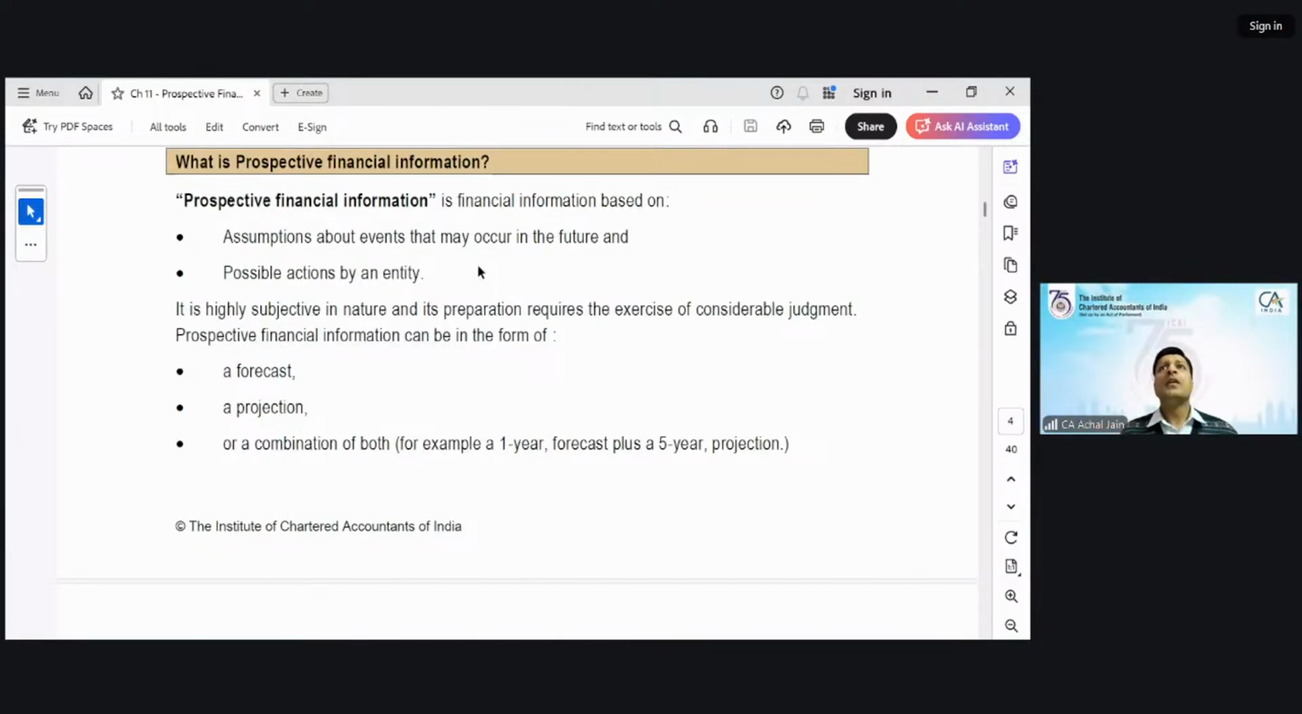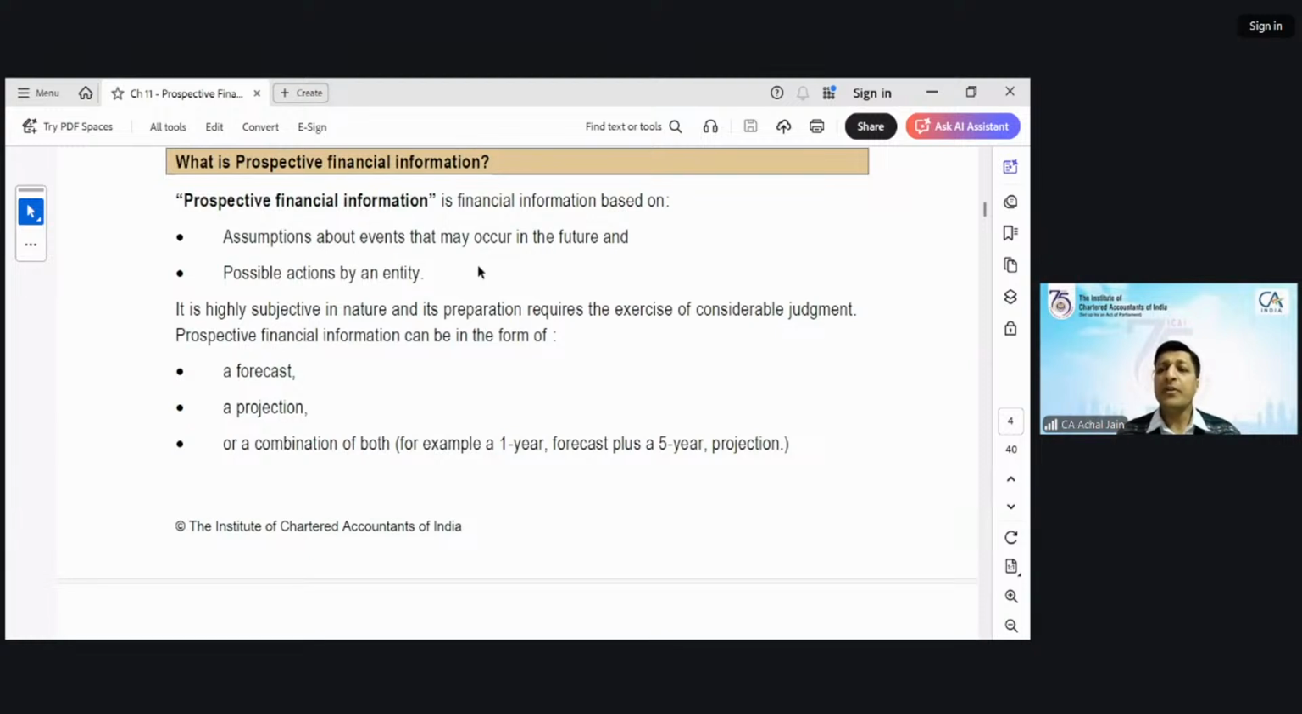Generally, when you look at financial information, a couple of things are picked up. One is profitability, which is generally a matter of discussion or a requirement. The second is cash flows. But here, we are not talking about historical financial information. We are talking about prospective financial information. What do you mean by prospective? Prospective means something which you'll have in future.